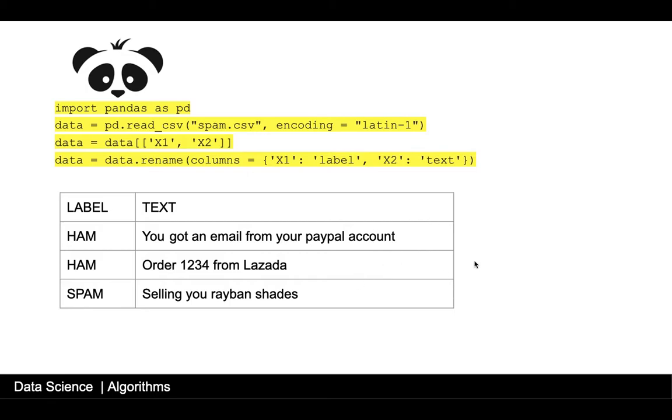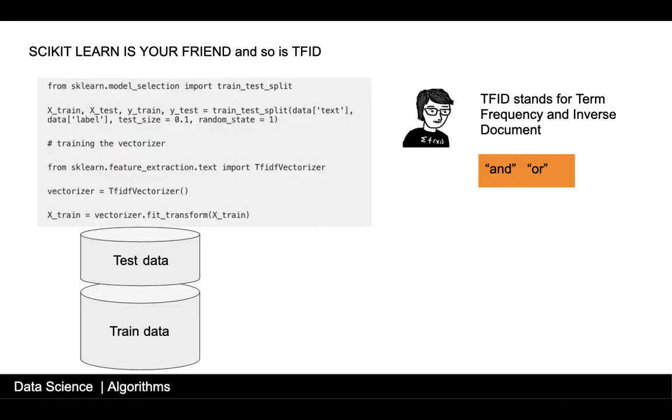These 500 to 1,000 rows that you can play with, and then feed that to the object data as you go, and then rename those columns as x1 and x2. So it's label and the text. Okay. Next, you need to import your scikit-learn.